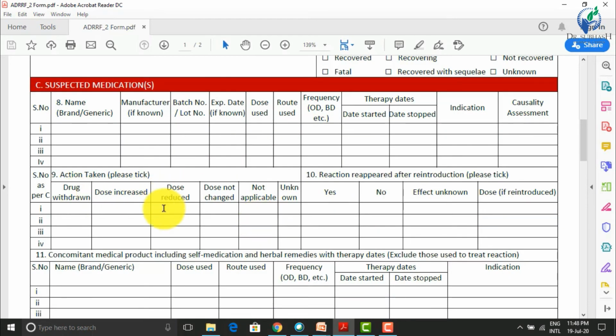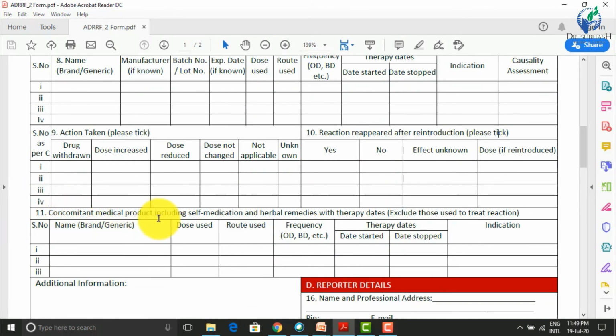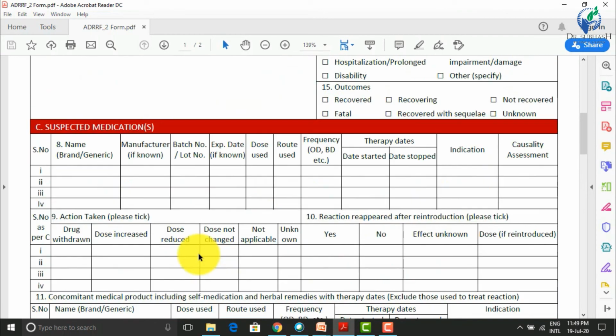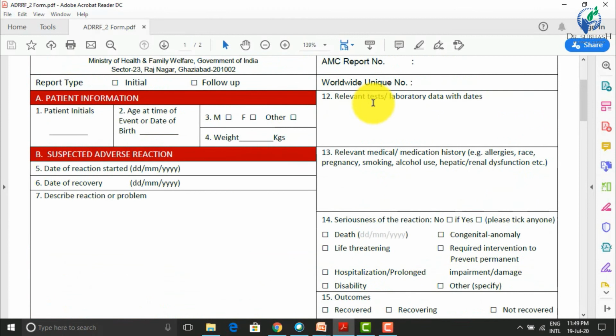Then what action they have taken. देखिए adverse drug reaction detect हो रहा है तो उसके बाद में क्या किया, ड्रग बंद कर दिया या फिर डोज इंक्रीज, डोज रिड्यूस, डोज नॉट चेंज, जो भी है उसके बारे में लिखना है. Reaction reappearance after reintroduction, देखिए उसको एक बार फिर से लिया तो रिएक्शन फिर से स्टार्ट हो रहा है या नहीं. Then concomitant medical products including self medication, herbal medicine, remedies, मतलब इसके साथ में अगर कोई दूसरी मेडिकेशन भी यूज किया है तो that also should be written.